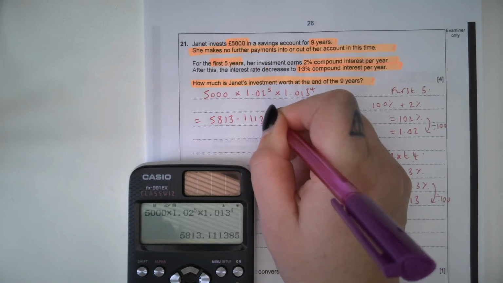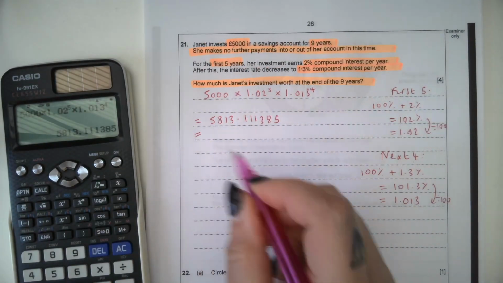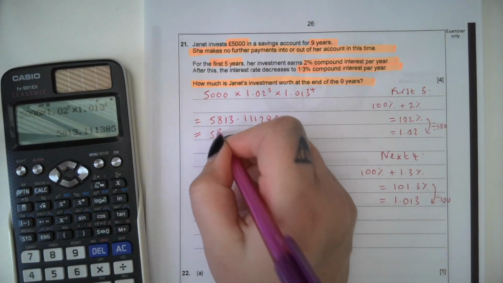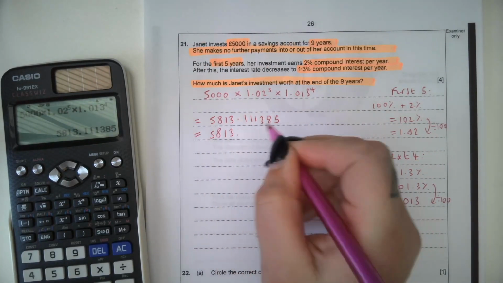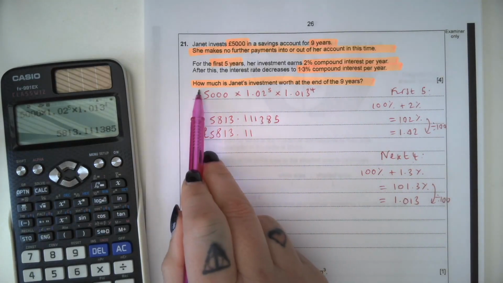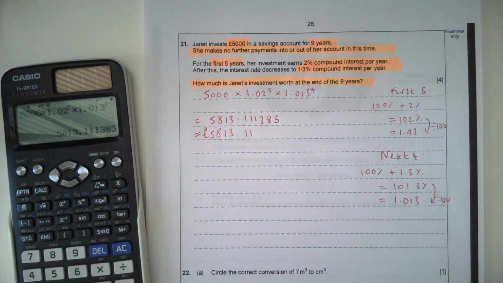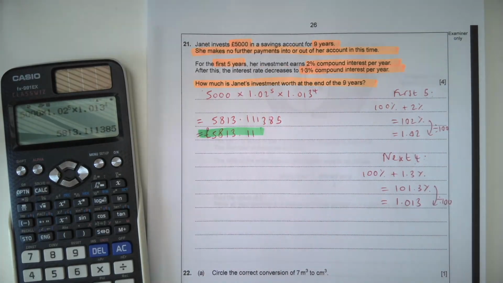I'm going to write the whole thing out to start off with, but we're working with money. So after those 9 years, the investment is worth £5,813 and 11 pence. Just check what they're asking for. How much is the investment worth at the end of the 9 years? There we go, £5,813 and 11 pence.